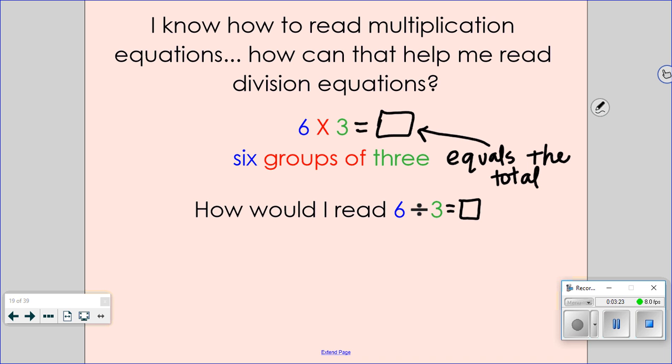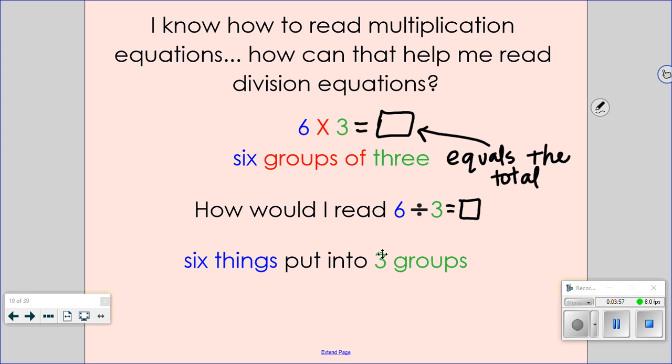6 what? I don't know. What am I talking about? Finley, what do you think? 6 put into 3 groups is 6 things. Good. 6 things put into 3 groups. That's how I read that. That division symbol is talking about putting things into groups.